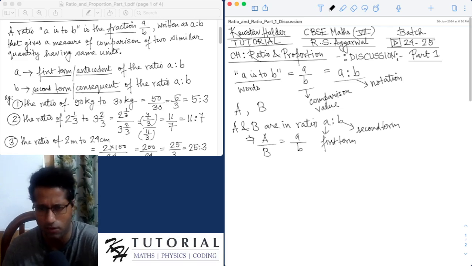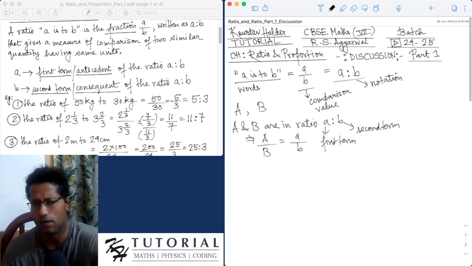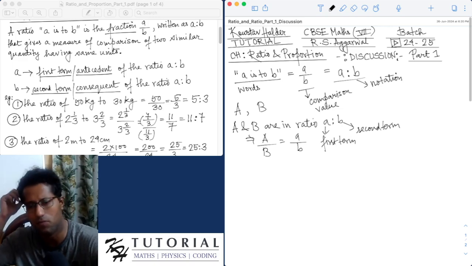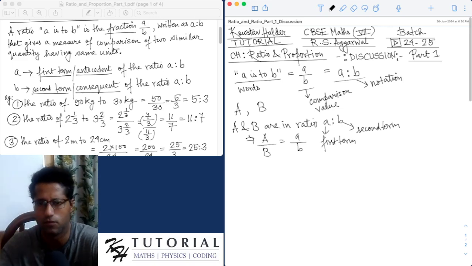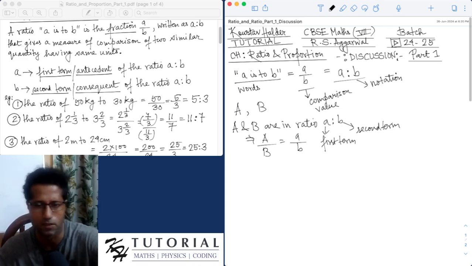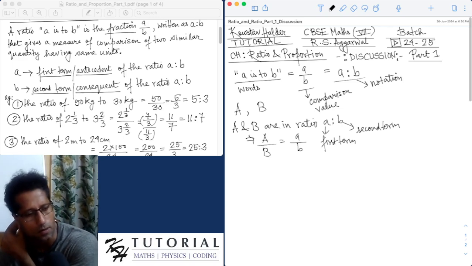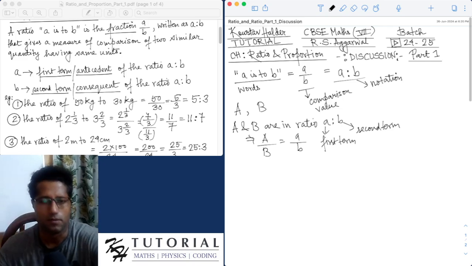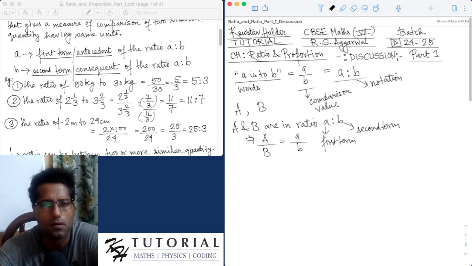So for any two quantities A and B, whatever their values, when you do A by B, that will eventually be a fraction. If you reduce that fraction to its simplest form, then the numerator colon denominator is actually the ratio. Okay.